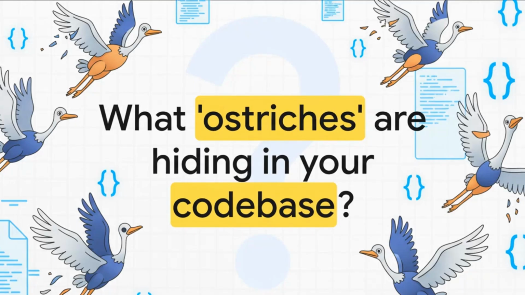And that leaves us with one final question for you to think about. Now that you know exactly what to look for, what flying ostriches, what broken promises are hiding in your own code right now, just waiting for the chance to cause a crash?